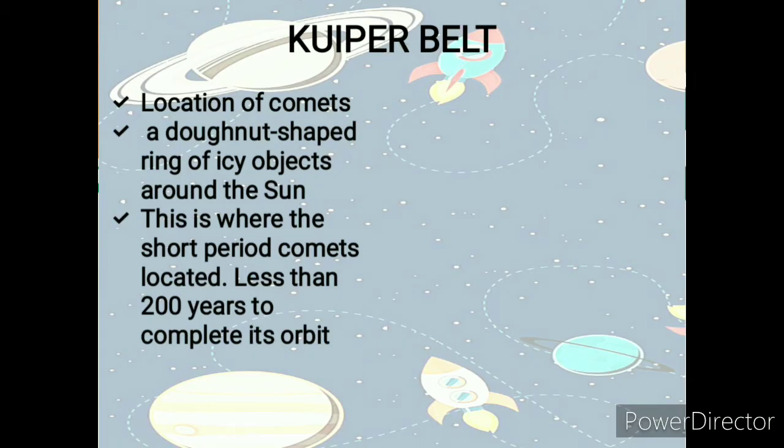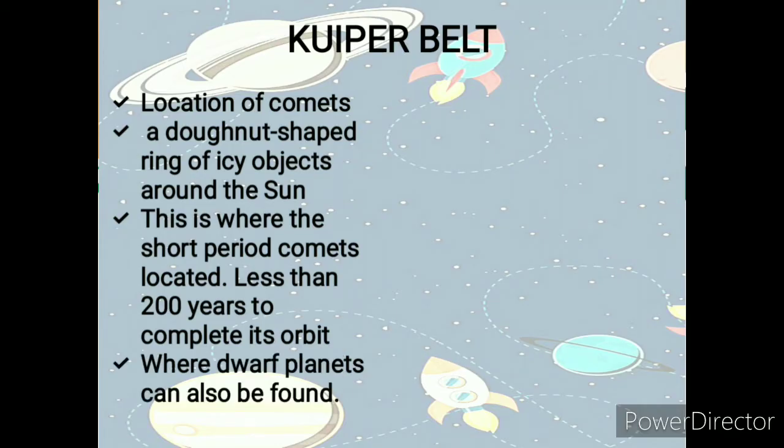So the Kuiper belt is where the short period comets can be found. This is also where NASA has been able to find some dwarf planets. They found some dwarf planets there.